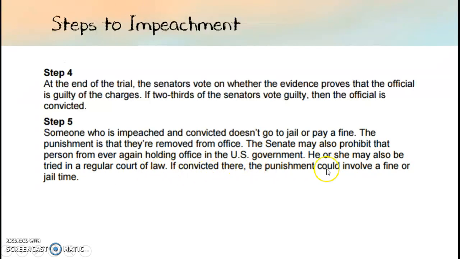If convicted there, the punishment could involve a fine or jail time. So it depends on what they're being accused of, whether or not it would go to a regular trial. But mostly what happens is these people just lose their job, they're kicked out of the government, and they can never work in government again.